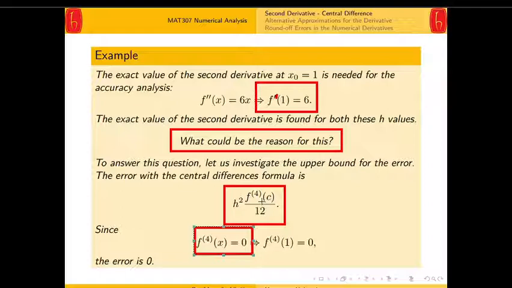So error is a non-negative number. A non-negative number bounded by 0 means the number itself is 0. So error has to be equal to 0. Because this is true, we obtain the exact value because the fourth derivative of the function is equal to 0. If we were to work with, for example, x to the fifth instead of x cubed, then the fourth derivative wouldn't be 0 anymore. So this will give us some error besides 0.